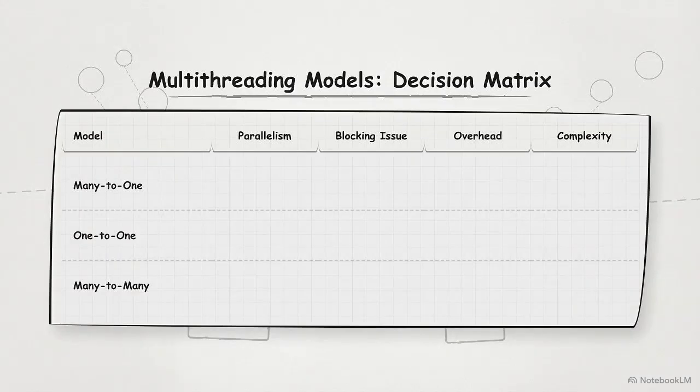This matrix evaluates the three models against the strict requirements of a modern operating system. The many-to-one model fails to utilize multi-core parallelism and crashes to a halt when a single thread blocks. The many-to-many model solves the execution problems, but its architecture introduces a prohibitive level of code complexity. The one-to-one model guarantees parallelism and isolates blocking threats. Its sole penalty is the high overhead of continuous kernel involvement.